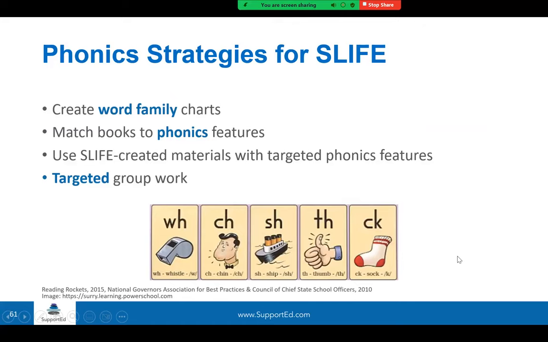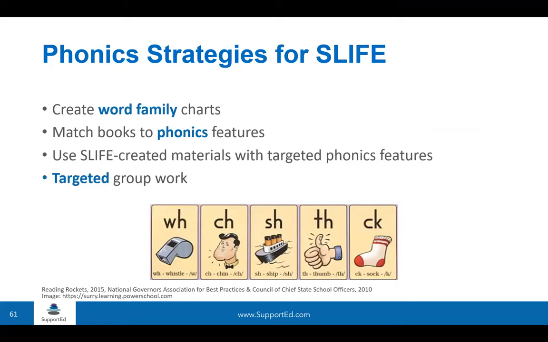In terms of phonics strategies, as students are hearing and you're practicing that oral language associated with sounds, then you would move into creating word family charts or matching books to phonics strategies so that students can start connecting what they're hearing and those sounds that they're hearing to the written word.